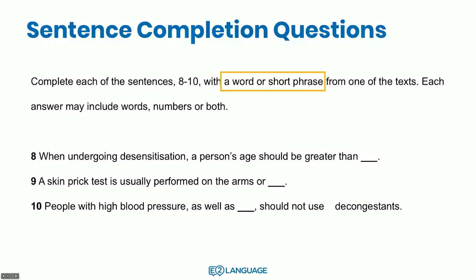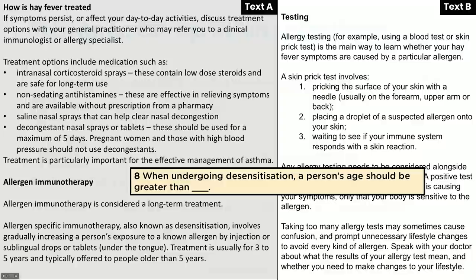So we know we need a number. Number 9, a skin prick test, which we saw before in our speed reading, is usually performed on the arms, or we know that we need a body part. Number 10, people with high blood pressure, as well as, well, here's kind of interesting. We might need another disease or a type of person should not use decongestants. Okay, let's take a closer look here.